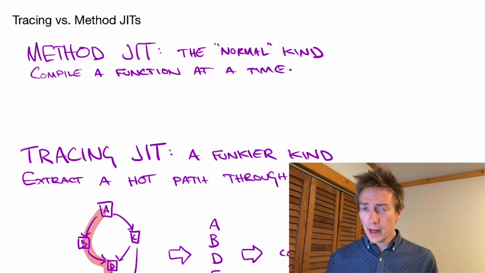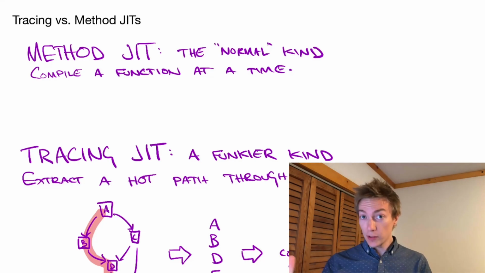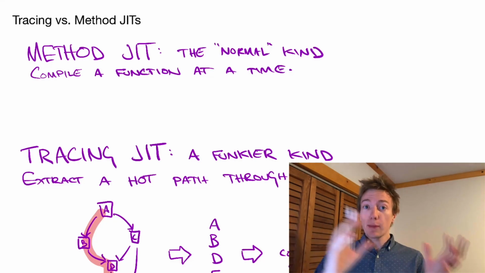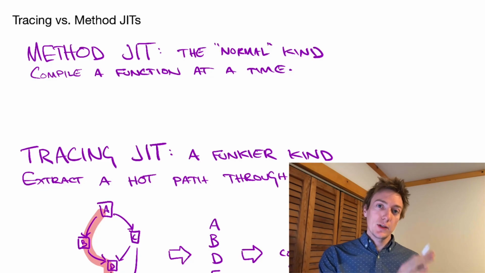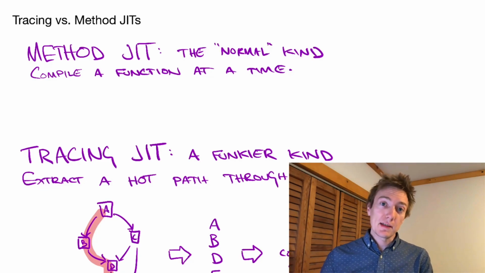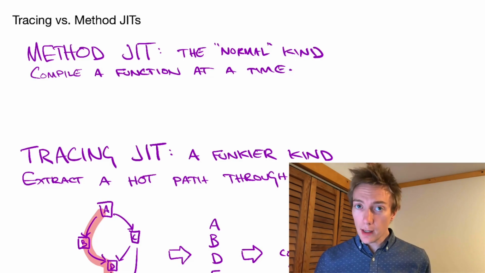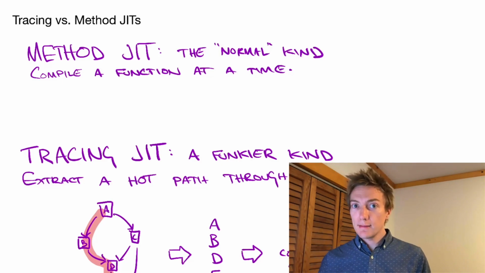Method JITs compile one function at a time. That is, you have a function called f. If that function f gets called, say, 500 times, then you decide it's time to compile it, and then you transition the execution of f from interpreted mode to compiled mode. And maybe you create different variants of f for different arguments. In any case, the unit of compilation that you do is a function or something like a function that exists in your source language.